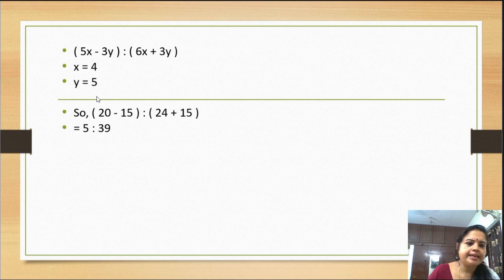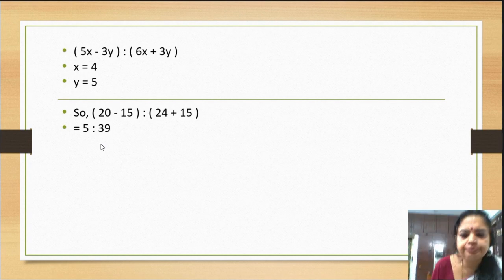Here you can see 5x minus 3y. You put the value of x as 4 and y as 5 in each of these cases. So 20 minus 15: 5 into 4 will be 20, 3 into y substituting 5 gives 15, so 20 minus 15 is to 24 plus 15. So x has to be given the value of 4 and y has to be given the value of 5. So the answer is 5 is to 39. I hope it is clear to all of you.